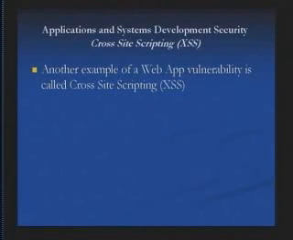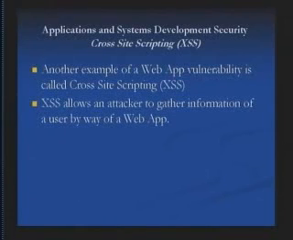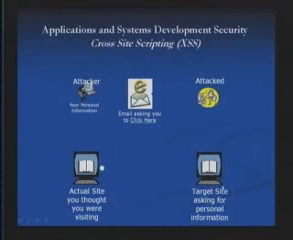Cross-site scripting is another example of a web vulnerability. It allows an attacker to gather information from a user by way of a web app, and basically cross-site scripting is when you're tricked into going to a site that's a false site. So the attacker here sends an email to you, and the email asks you to click here. When you click here, you think you're going to one computer over here, but in actuality, you're going to another computer. And this other computer asks you for information.